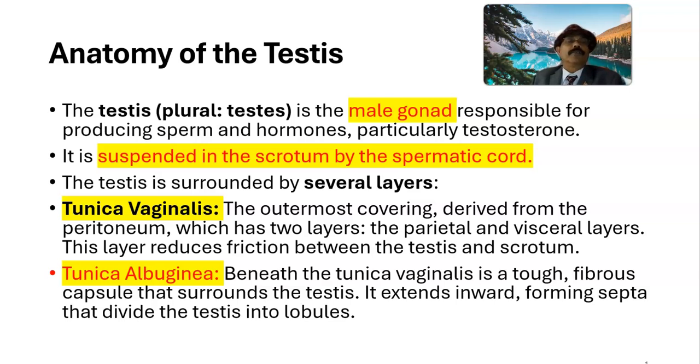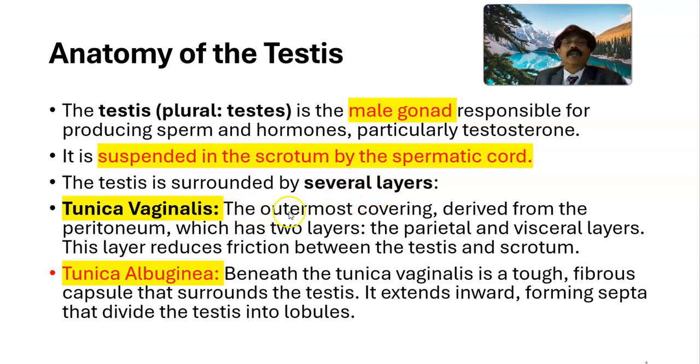Today I will discuss the anatomy of the testis. The testis, plural testes, is the male gonad responsible for producing spermatozoa and hormones, particularly testosterone. It is suspended in the scrotum by the spermatic cord. The testis is surrounded by several layers.